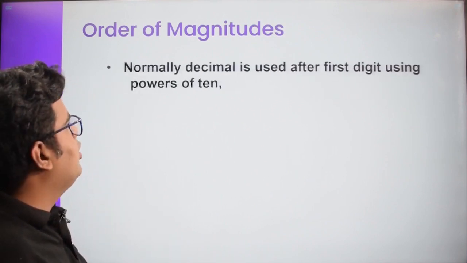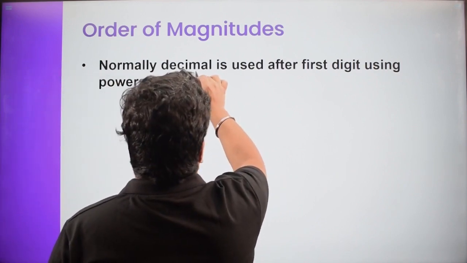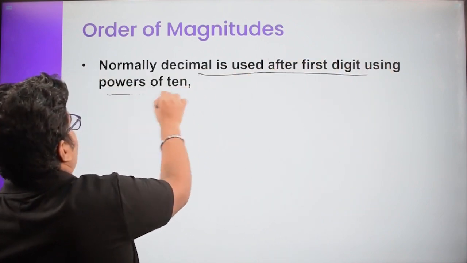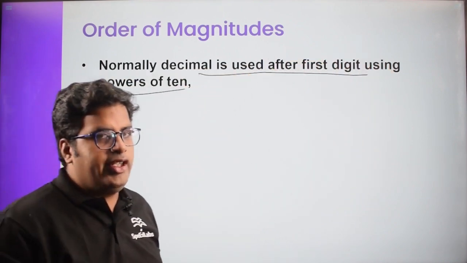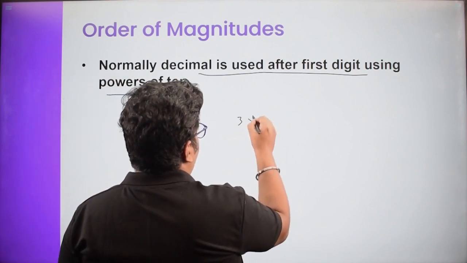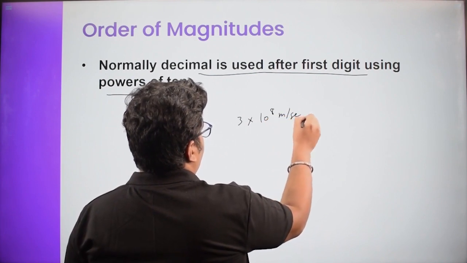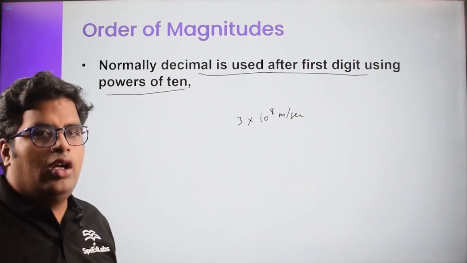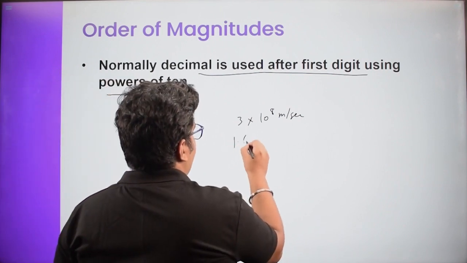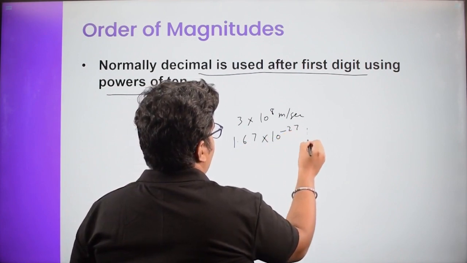Let's take an example. The standard condition is that the decimal is to be used after the first digit, and then we use the powers of 10. Now that's the standard, right? If I ask you the speed of light, what is it? 3 into 10 to the power 8 meter per second, right? If I ask you the mass of proton, what is that? 1.67 into 10 to the power minus 27 kg.